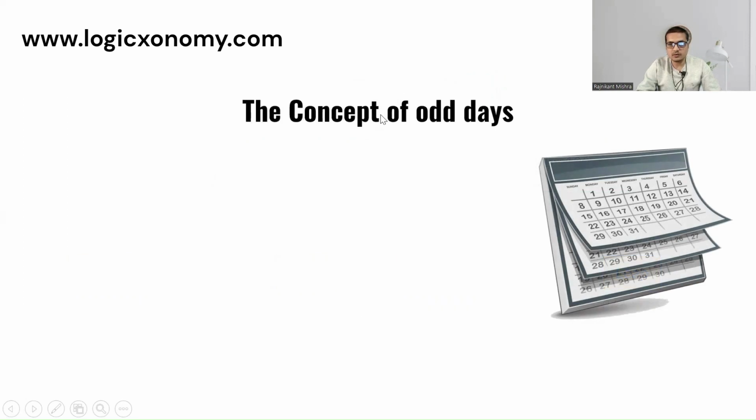The concept of odd days. As we know, the Gregorian calendar follows a 7-day week schedule. It means after each 7 days, a fixed sequence of days repeats. Assume today is Sunday and you have to find the 23rd day after it. Here, each 7th day is Sunday, so remove all 7-day cycles and find out the remaining days.